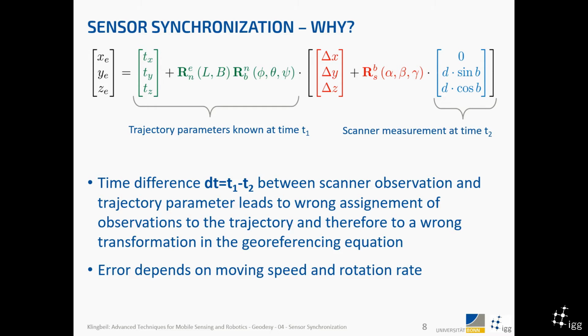This is very important, and we assume these calibration parameters usually to be constant, while the trajectory parameters are of course changing because we're moving, right? Then if these are known at time t1 and the scanner measurements are known at time t2, and there is a difference between t1 and t2, let's call it dt, then this dt, if it's unequal to 0, leads to a wrong assignment of observation to the trajectory and therefore to a wrong transformation in the georeferencing equation, right? So this directly translates to an error in this point. And this error depends, obviously, on the moving speed and the rotation rate of the vehicle.